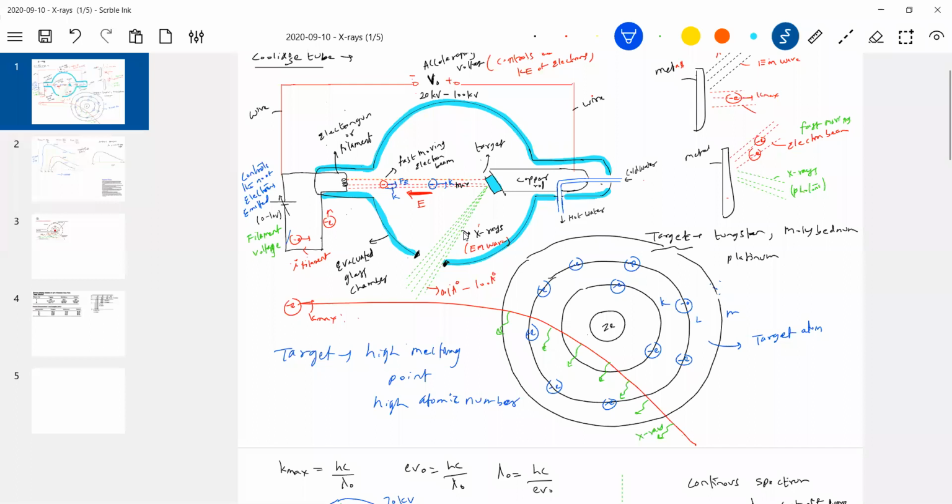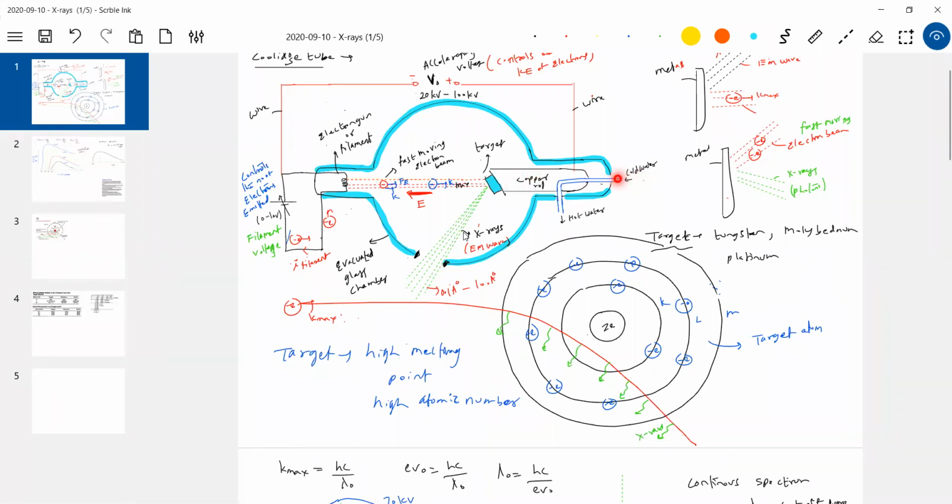So why should the target be made of a high melting point material? Because 90% of the electron beam energy is converted into heat, so a lot of heat will be generated. To absorb that heat, I take a copper rod. Why is copper preferred? Because it has very good thermal conductivity. So the copper rod will absorb that heat from the target.